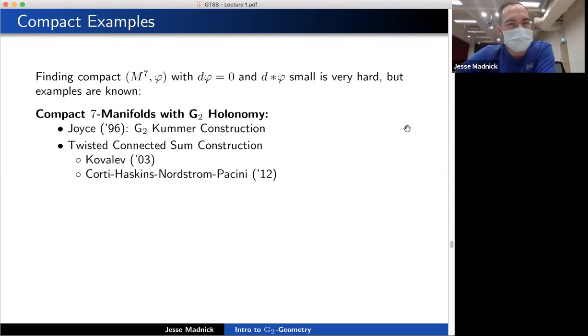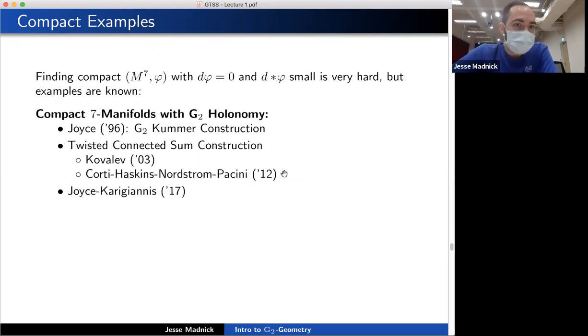A rather different construction is the twisted connected sum construction due to Kovalev, and then greatly extended by work of Corti, Haskins, Nordström, and Pacini. This is sort of a 7 = 6 + 1 idea, where you take a Calabi-Yau threefold, which is, I believe, asymptotically cylindrical. You cross it with S^1, and you take a pair of such things, and you want to glue them together in some twisted way that interchanges the factors. So you need asymptotically cylindrical Calabi-Yau threefolds to make this work, and there's been a lot of work done on the building blocks needed for this.